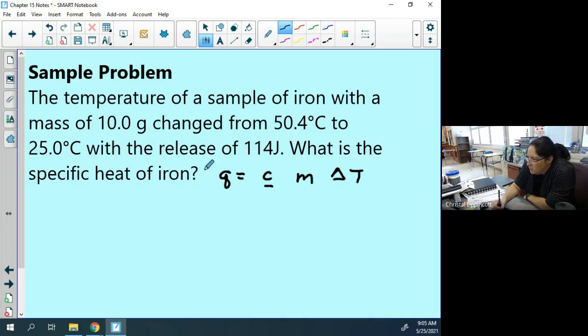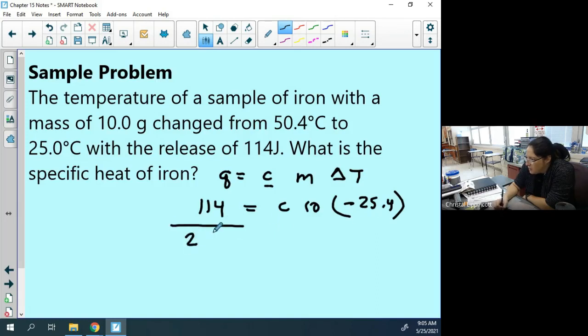All right, so it's going from 50 degrees to 25. So this is your initial, this is your final temperature. So your delta T should have come in at minus 25.4. And then you're going to multiply that by 10. And you're solving for C. That's going to equal 114. So I'm going to divide 114 by 254 negative. So my C, or actually, no, I shouldn't do a negative there, should I? Because we don't have a negative specific heat. We'll just leave that as a positive.